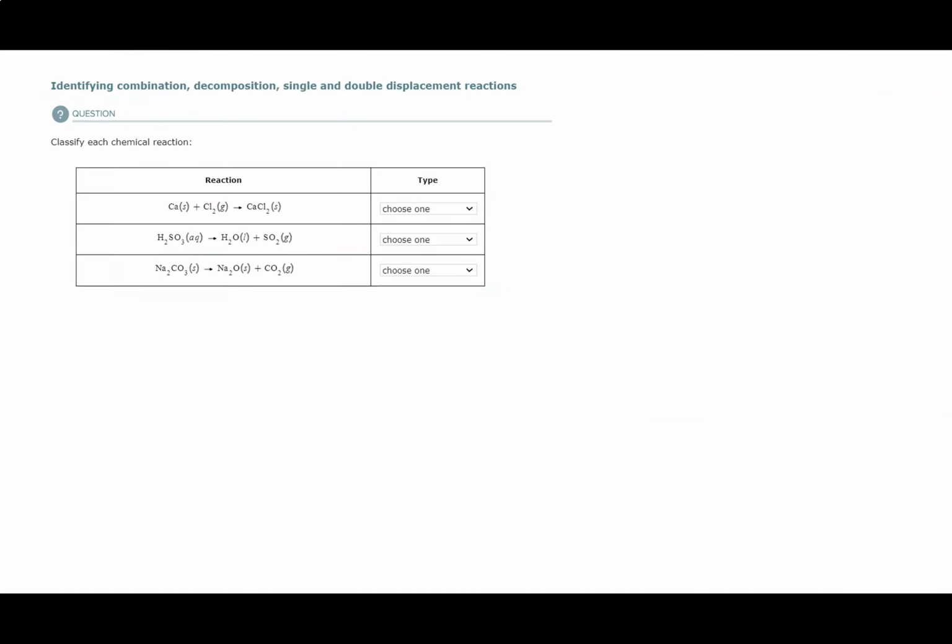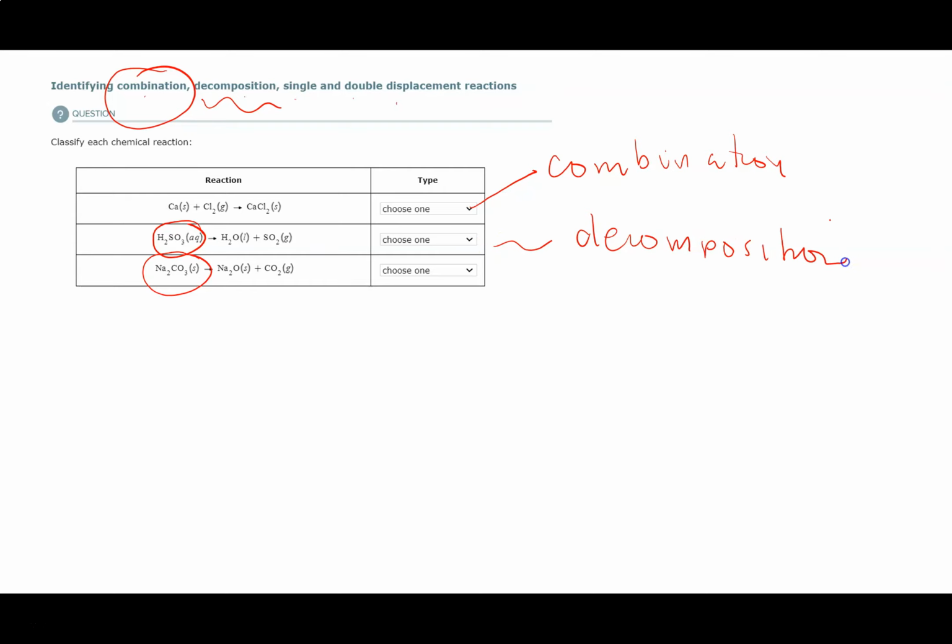So let's have a look at some of these here. It says identifying combination, decomposition, single and double displacement reactions. So I know none of them are going to be combustion, all right? So combination is multiple things combining to form a single thing. And that's the first one, isn't it? Because we've only got one product, right? Two reactants, one product. Decomposition is one thing, one reactant breaking apart into multiple products. And looks like we've got two of those. There you go. So both of those are decomposition reactions. Okay, so that's pretty good.